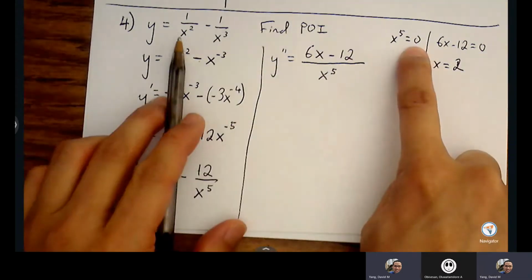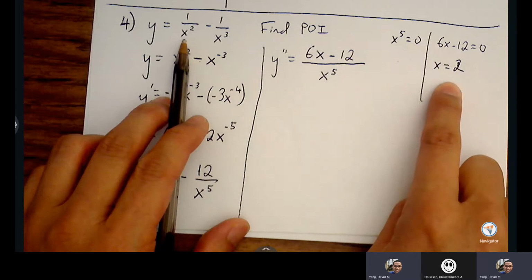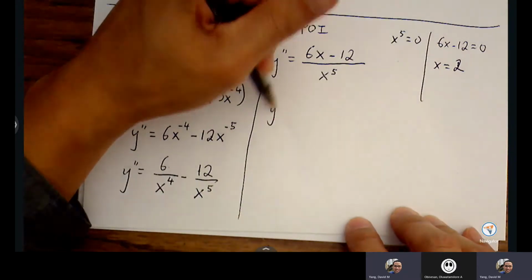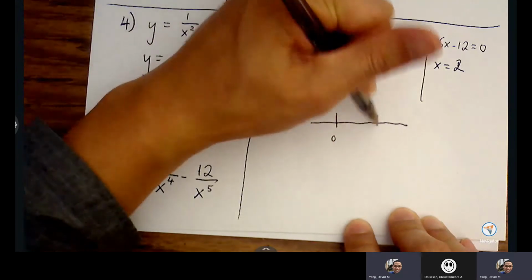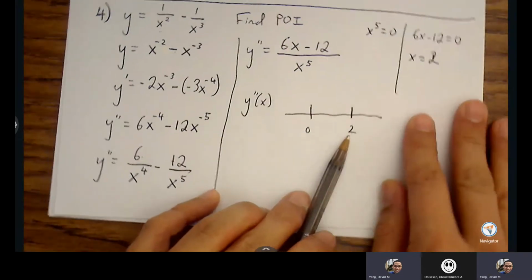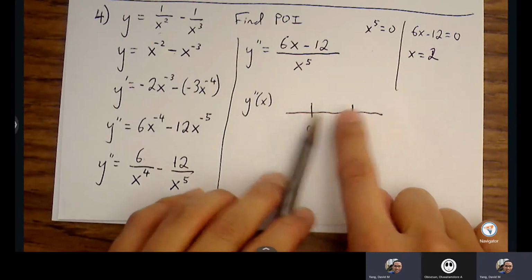But 0 is a vertical asymptote. So we know that the only really true candidate that we have is at 2. So even though we can create our second derivative sign line with 0 and 2, 2 is the only value where the function actually exists. So this is the only candidate, but we still have to confirm that there's a change in sign, right?